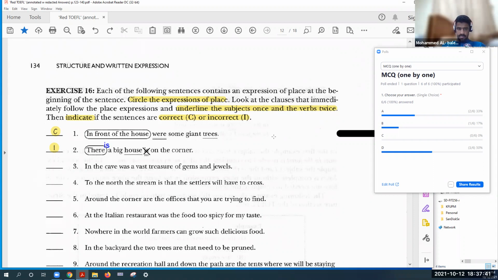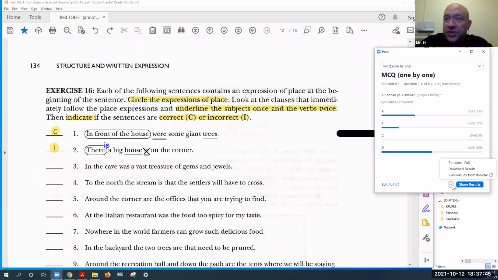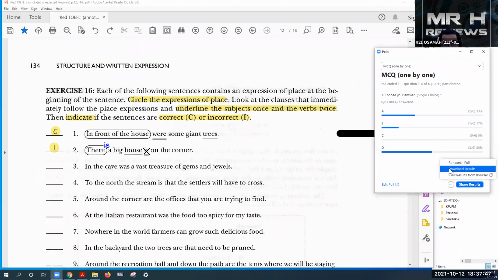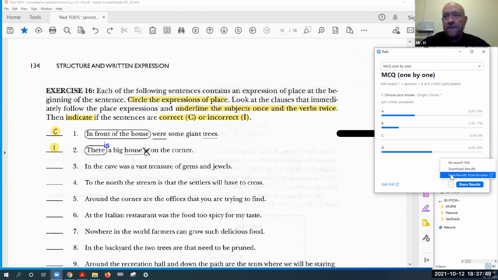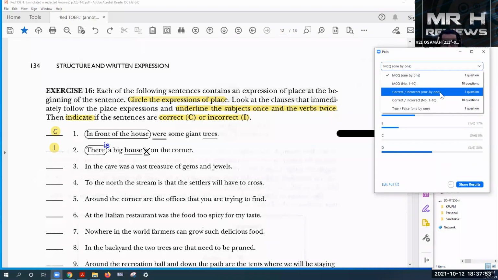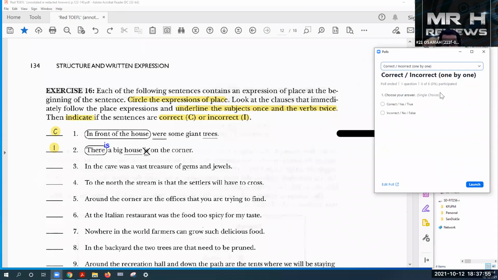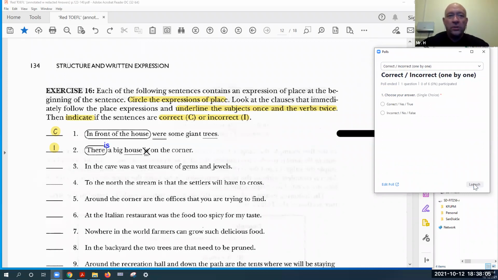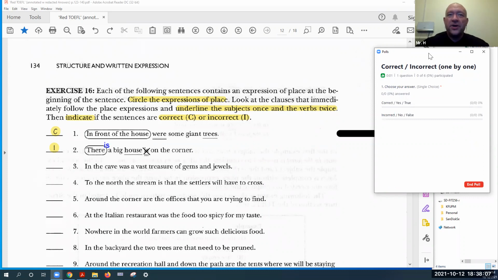Guys, are you ready? Let's do number three. You got 30 seconds to choose your answer. I have a question. Tell me your question. I can also say on the corner is a big house. Is that right? That is correct. On the corner is a big house. There you go. Yep, you got it. All right, guys, do the poll. You got 30 seconds for number three.